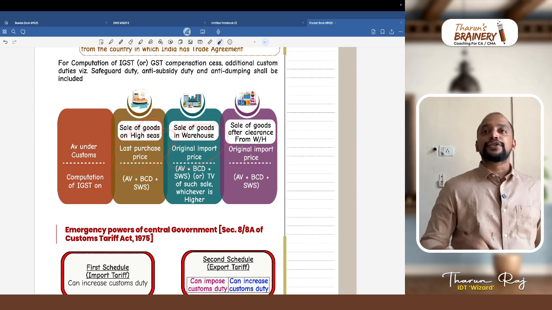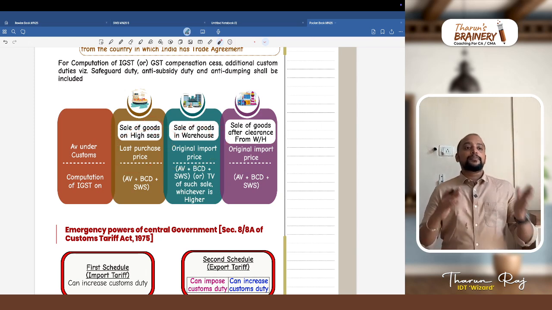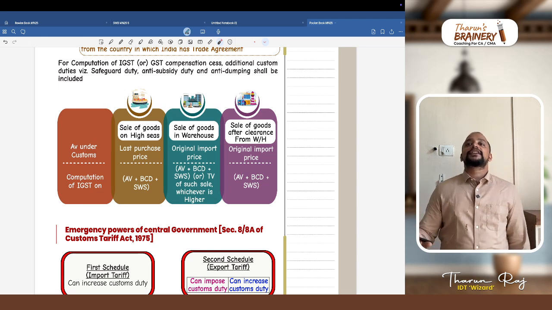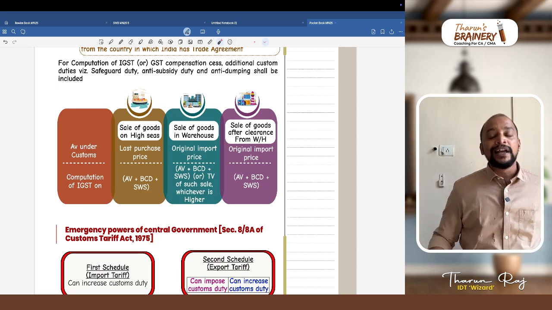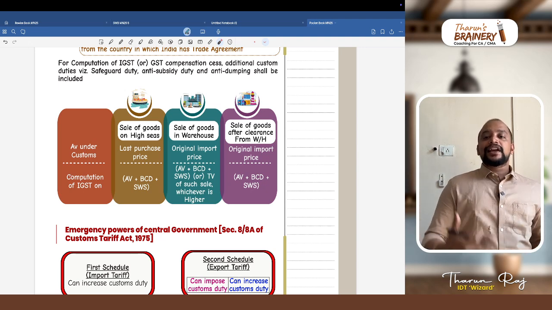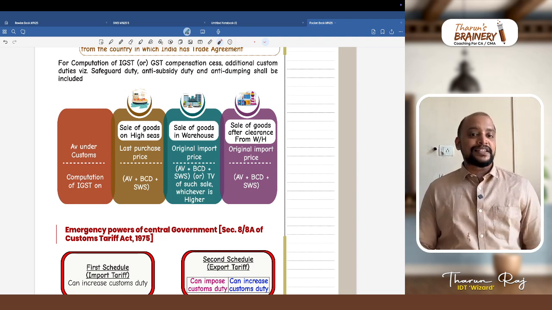But in case of warehoused goods, that is I am importing, kept the goods in warehouse and transfer the warehouse receipt. Now in that case, assessable value under customs will be the original import price only. And suppose if I am only importing, I am only clearing, then in that case also original import price will be taken as assessable value.